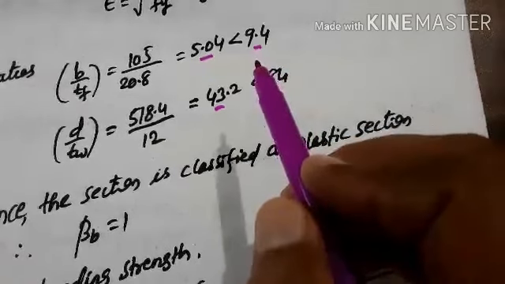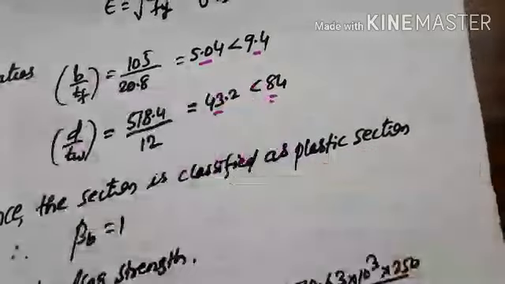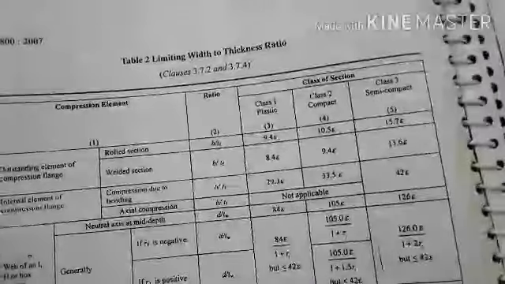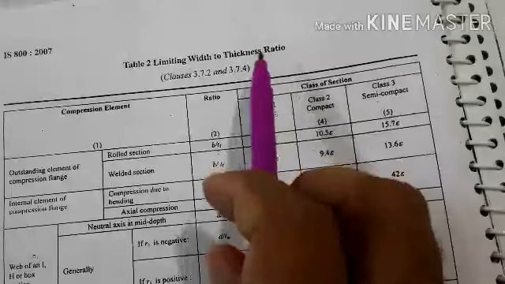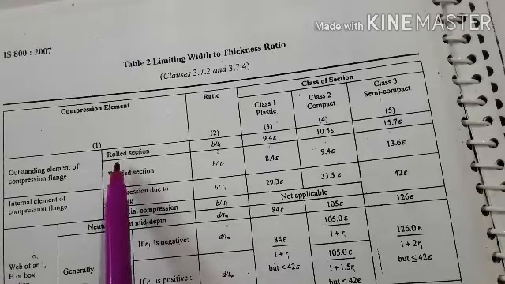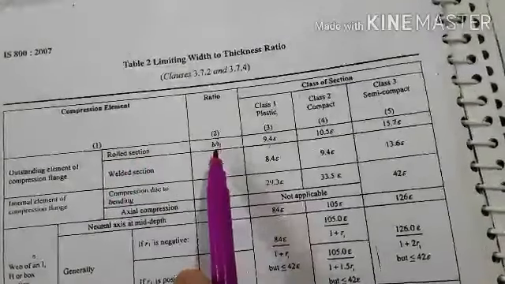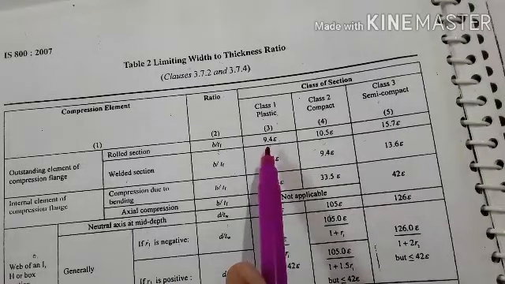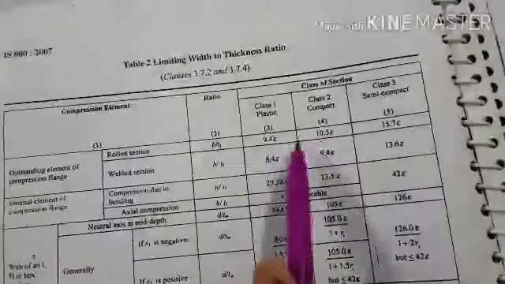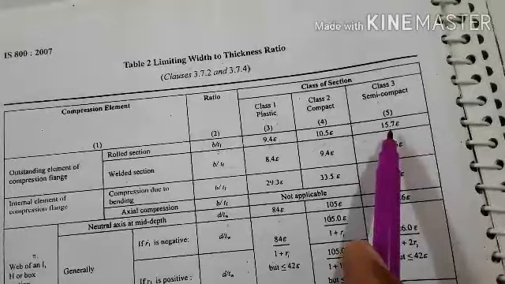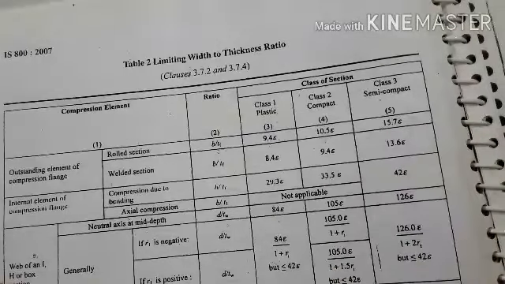If you refer to page 18, table number 2, I'll show it here in IS 800. Just look at this table number 2. What has been given here? Limiting width to thickness ratios. For the compression element, in our case we have a rolled section, and you have to take the ratio of width to thickness of the flange. For class 1, the limit is up to 9.4, then that element is classified as a plastic section. If it is beyond 9.4, you have to consider it as a compact section. If it is beyond 10.5, you have to consider it as a semi-compact section. If it is beyond that, then it will be a slender section.